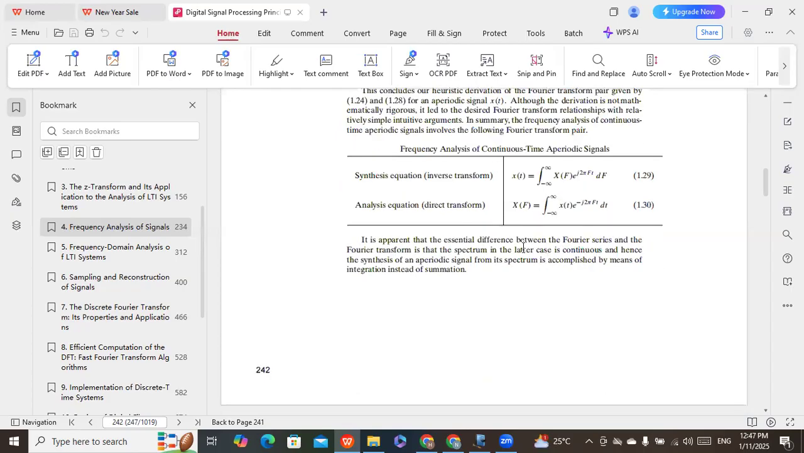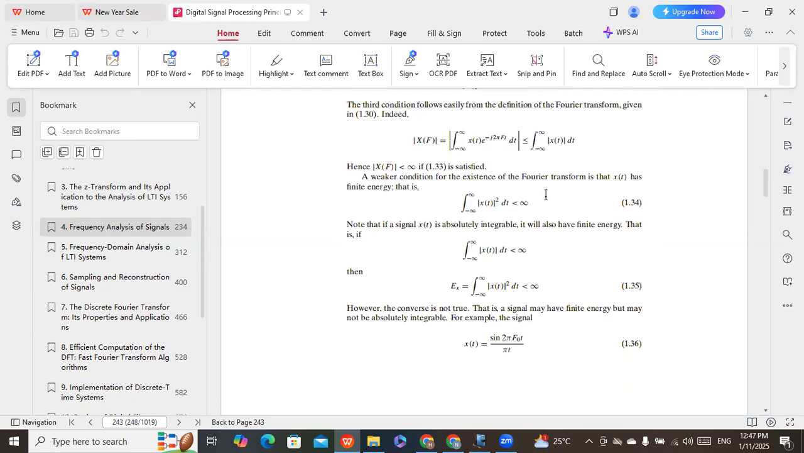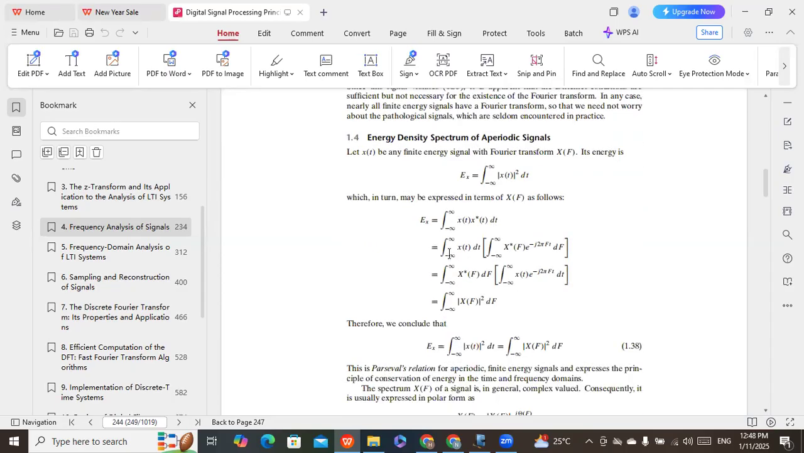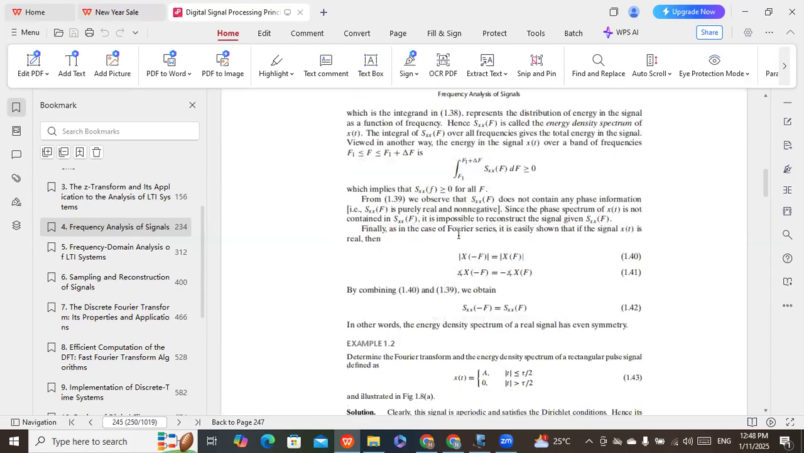We no need to bother about the continuous time signal. We can focus on only the discrete time signal.